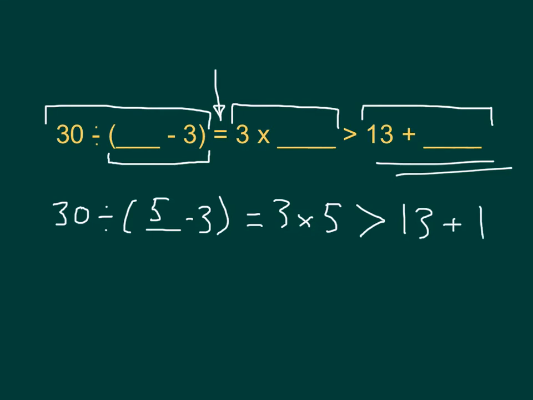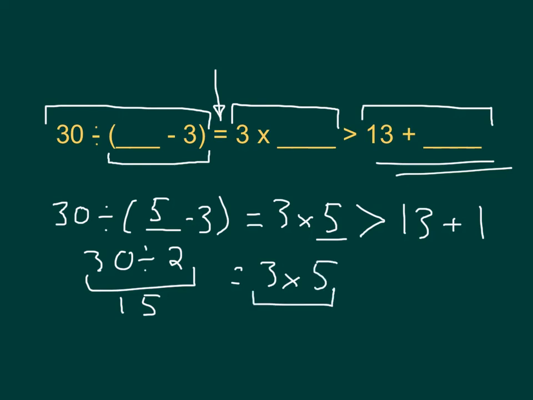So if we have a look at those 3 there, then I'll do this bit first. So I'll do 5 take away 3, which is 2. 30 divided by 2, so this section is worth 15, and that's the same as 3 times 5, so this section is 15, and that of course they're more than the 14 here in this section. Fantastic. Now there are other ways to do this, so if you find them, do let me know.